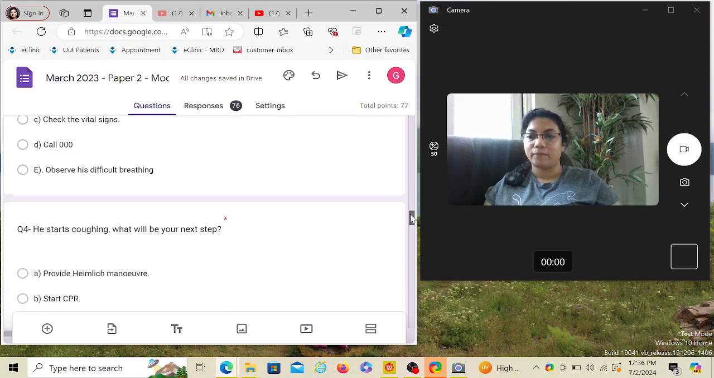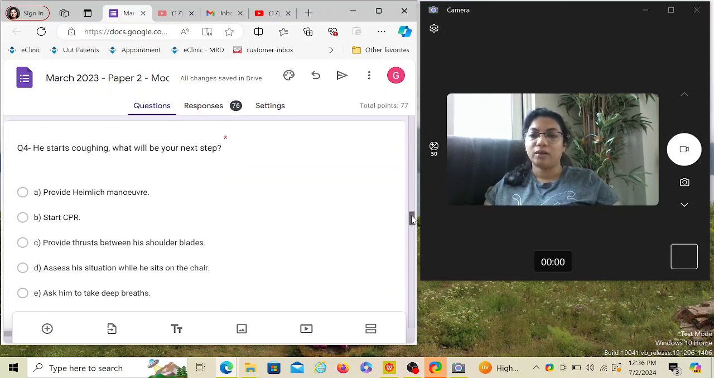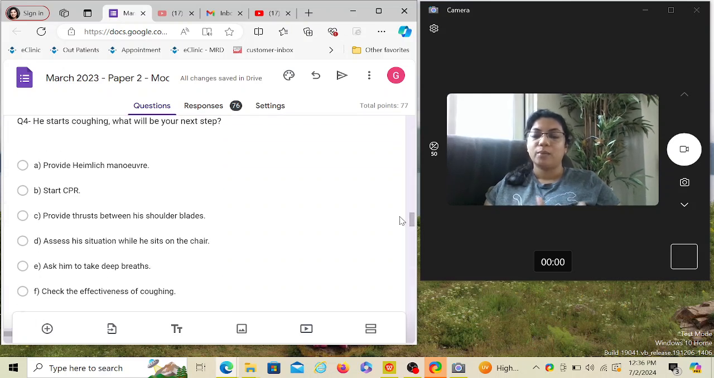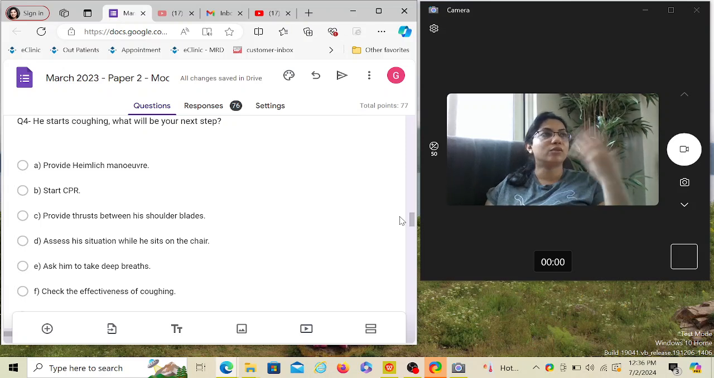Yeah, here. He starts coughing, what will be your next step? Provide Heimlich maneuver. What is a Heimlich maneuver? It's when something gets stuck, then you go behind and you push on the ribs, and whatever is stuck in the throat comes out. Nothing is stuck in his throat, so there is no Heimlich maneuver.